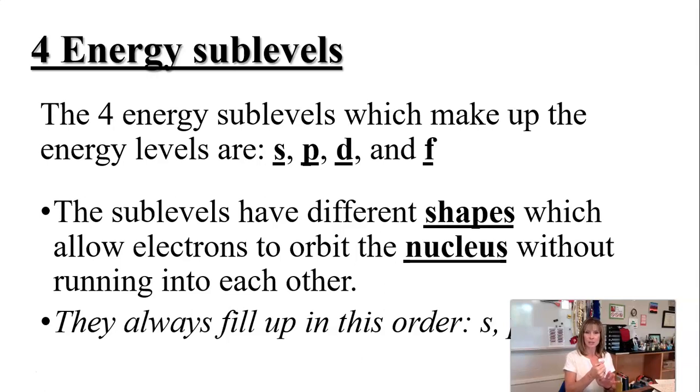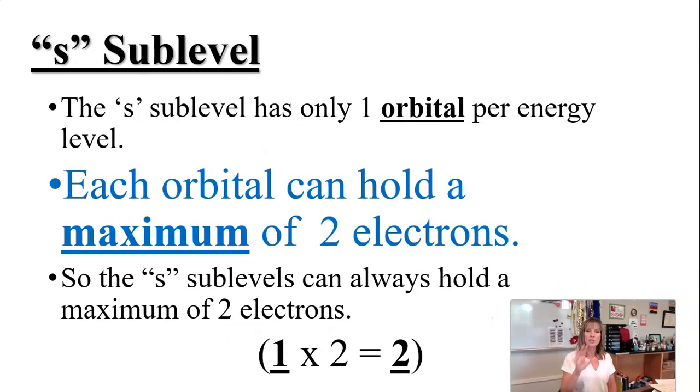P is the second sublevel. D is the third sublevel, and F is the fourth sublevel. Electrons fill up the S, then they'll go to the P's, then the D's, the F's. You'll see how it works in just a sec. All right, so let's talk about their shapes.